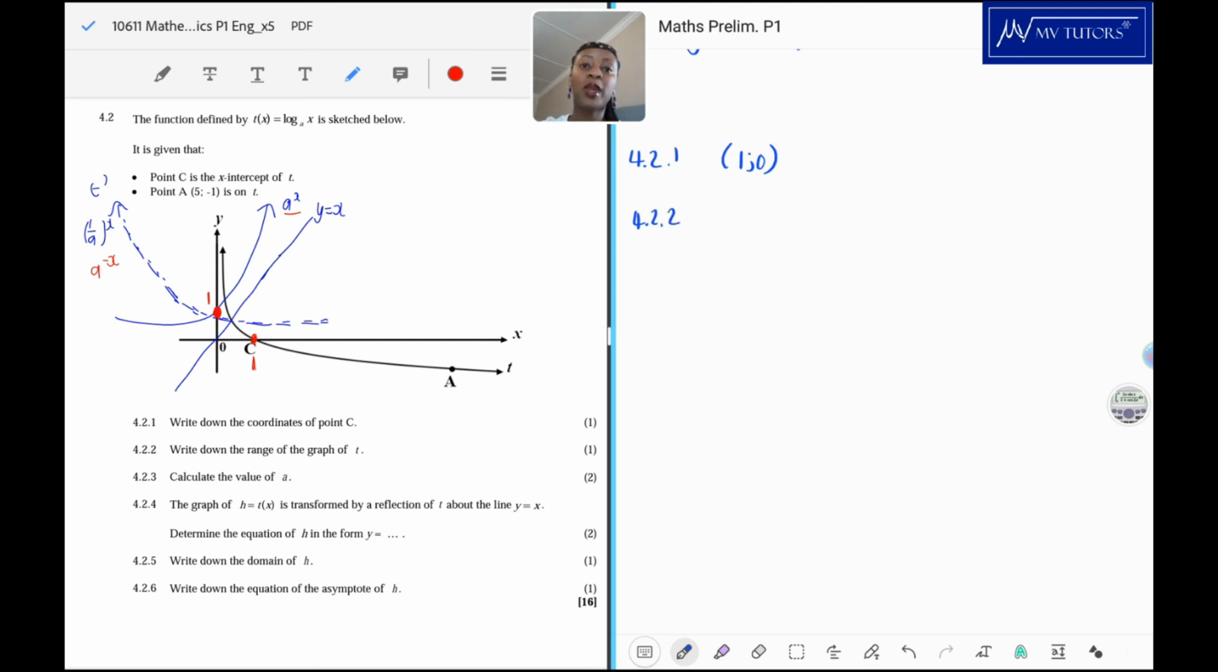It's just by knowing the graph that you have and its properties. All right, now they say write down the range of graph T.